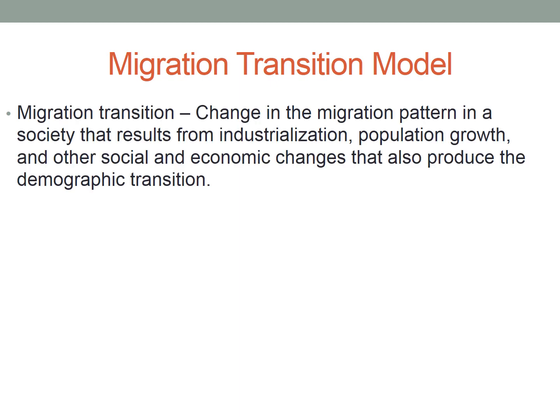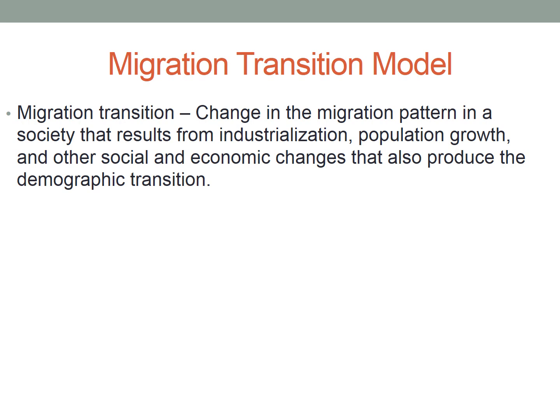Now this brings in the migration transition model. And again, this coincides with the demographic transition model. This coincides with the epidemiological transition model. So as we're going through this, I want you to try and draw similarities, comparisons across these different models, because we're going to have to on the AP exam. So let's start thinking about that now. So here's our definition. Change in the migration pattern in a society that results from industrialization, population growth, and other social and economic changes that also produce the demographic transition.